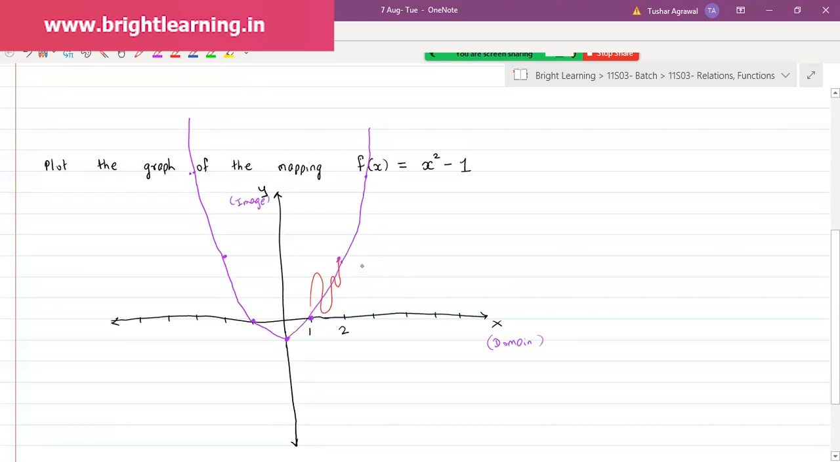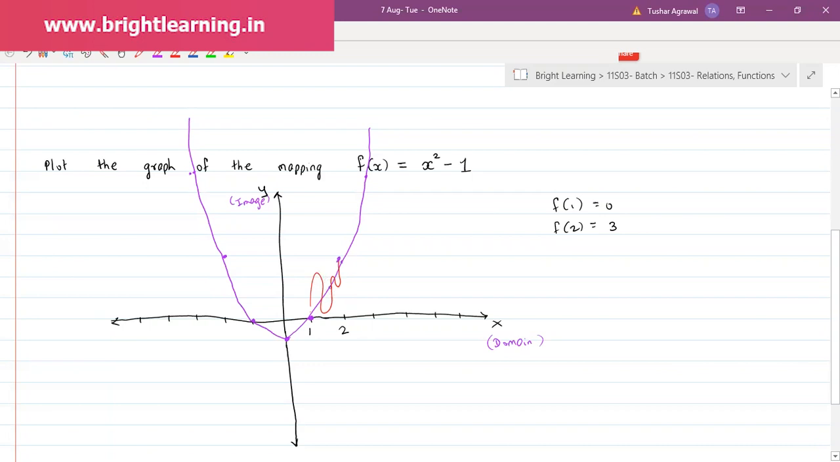What point have we verified, sir? f of 1 is equal to 0 that we have plotted, and we have the image of x equal to 2 as 3. In between we have not verified any points. We can verify a few points. We may take 1.1, 1.2, 1.3, 1.4 and so on, or we may take 1.11, 1.57, like that. 30 points we may verify, but we definitely cannot verify all the infinite points in between. So if you cannot verify, how can you deny this possibility?